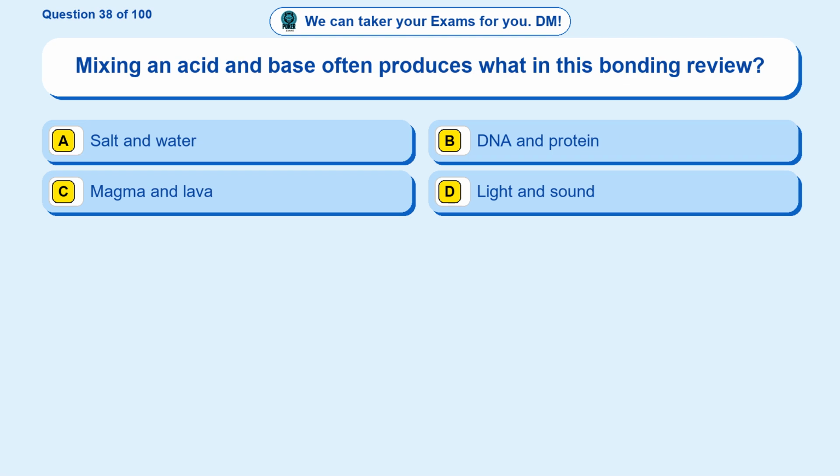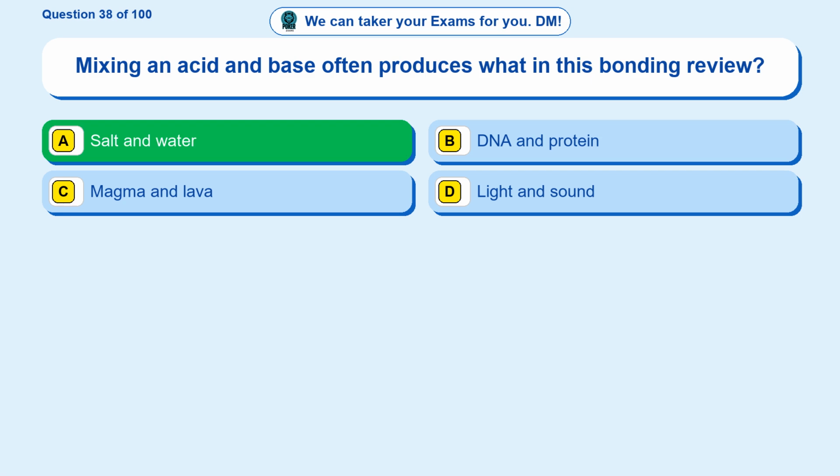Question 38. Mixing an acid and base often produces what in this bonding review? Option A, salt and water. Option B, DNA and protein. Option C, magma and lava. Option D, light and sound.